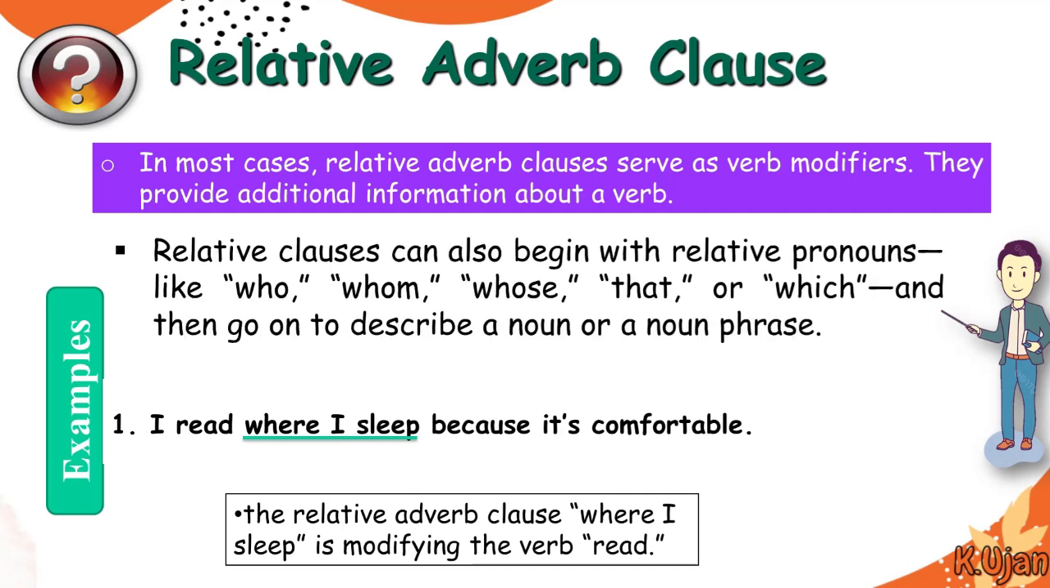So here are more words with which we could make relative clauses, like who, whom, whose, that, which. So we could use these other conjunctions for making our relative words for adverb clauses.